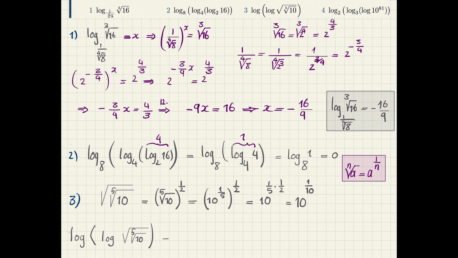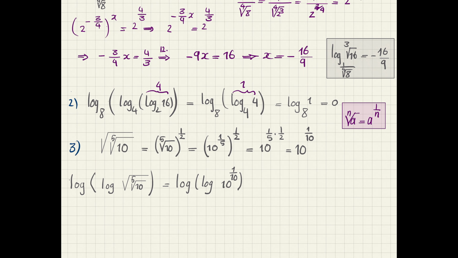Yes? But now I copy and paste these two logs. But instead of this one, I can write 10 to the power of 1 over 10. Okay? Now, I hope that you can guess the whole number here. This is asking you about a number so that when the base is not written, it is 10. We want to write 10 to some power becomes 10 to the power of 1 over 10. Yes? So it is clear that this is 1 over 10.